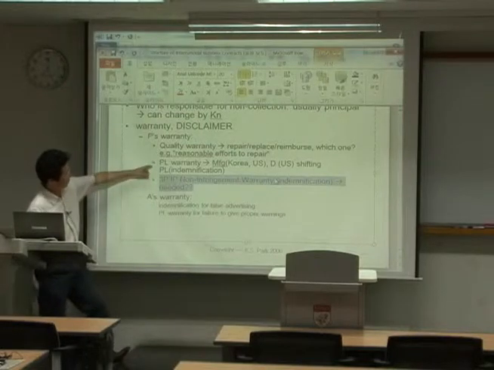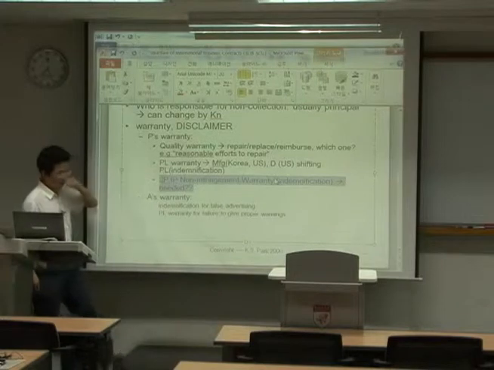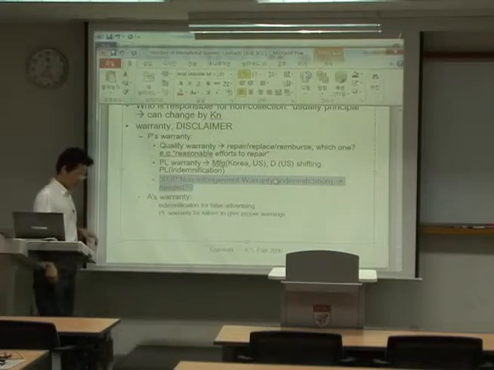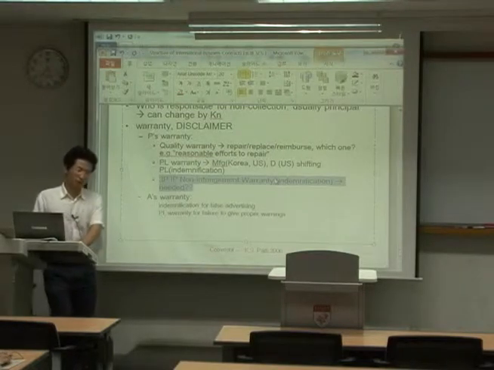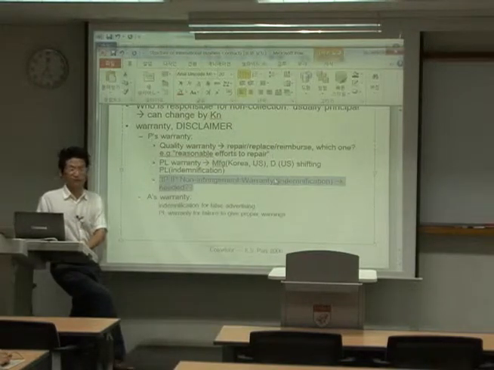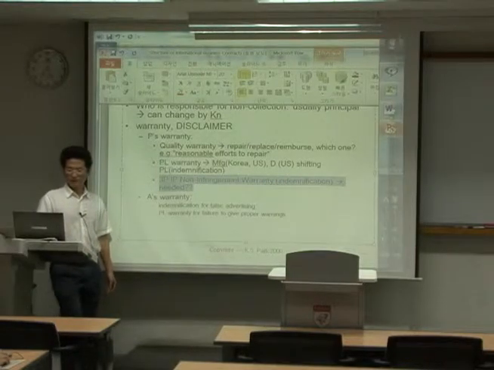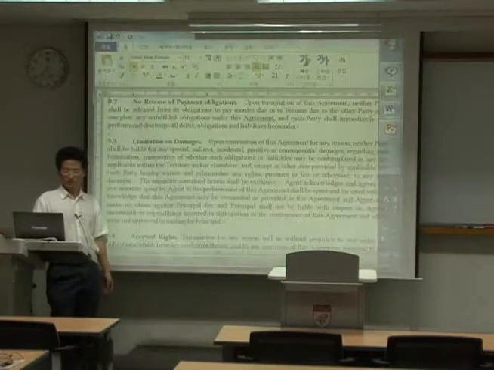Well, the agent may put in a product liability warranty whereby the principal is required to defend the agent. Okay. Now, is there a provision like that in this agreement?